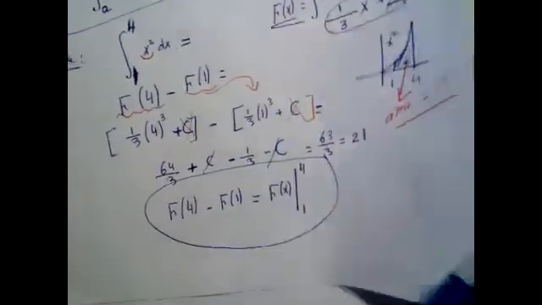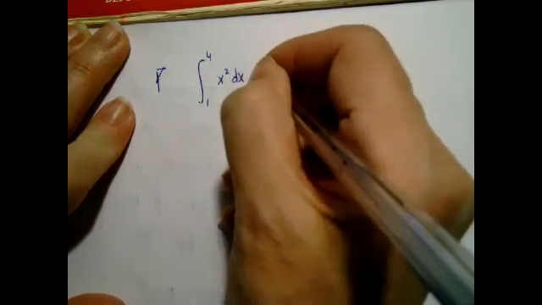So let me take the same problem again. We're going to repeat the problem just by streamlining the notation. Nothing more than that. Okay, so let me see. Evaluate the integral from 1 to 4 of x squared dx.